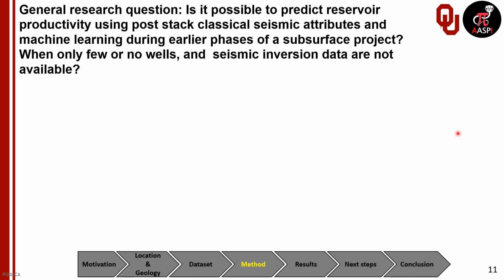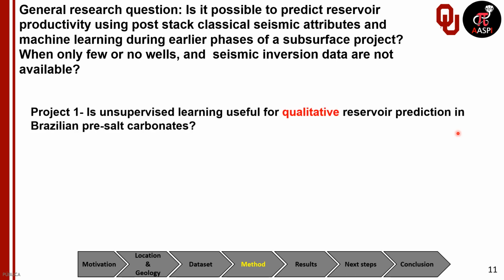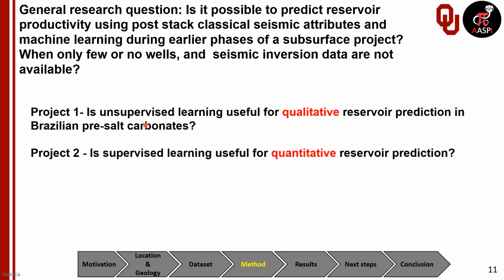So, the general research question, the main one: is it possible to predict reservoir productivity using post-stack classic seismic attributes and machine learning during the early phases of a subsurface project, when only few or no wells and seismic inversion data are available? It was addressed by my first project, which is project one. I worked with unsupervised learning. So is unsupervised learning useful for qualitative reservoir prediction in Brazilian pre-salt carbonates?